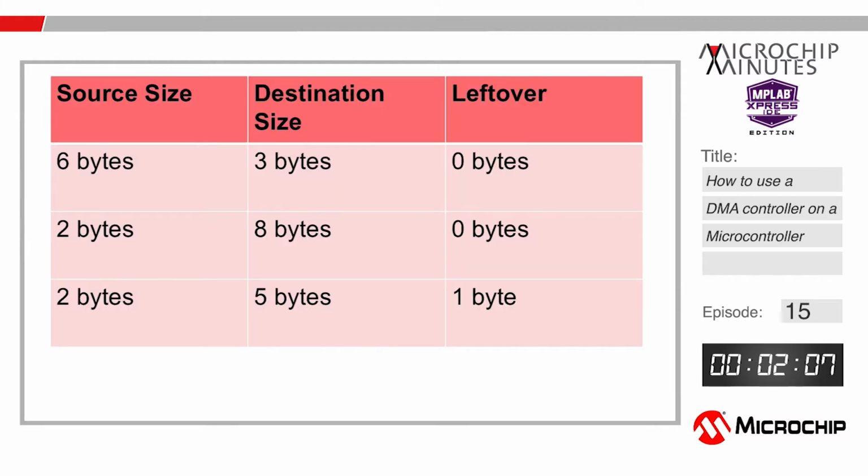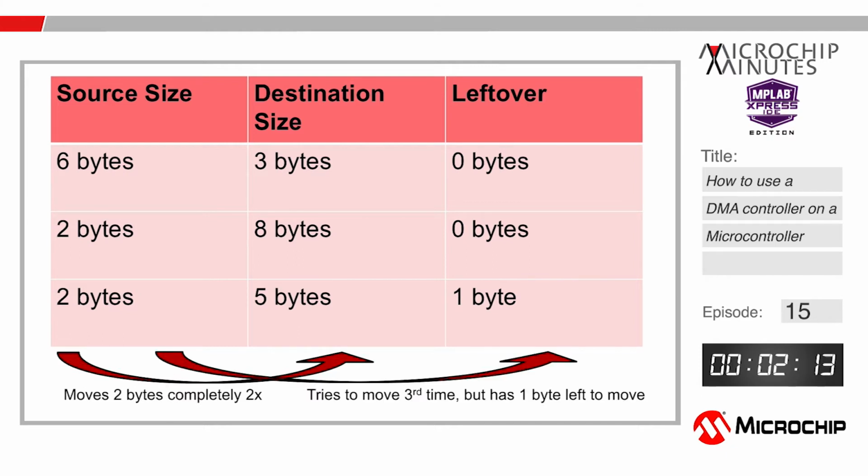A quick note, it is possible to move more than 1 byte per DMA message, just make sure that the destination size and source size are evenly divisible. If not, it will throw the DMA counters off and the next DMA process will be off by the leftover amount, unless you clear the counters.